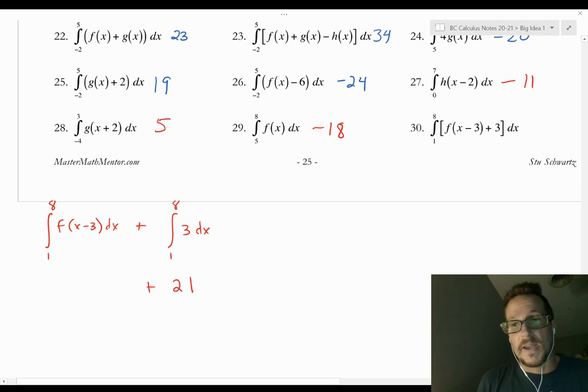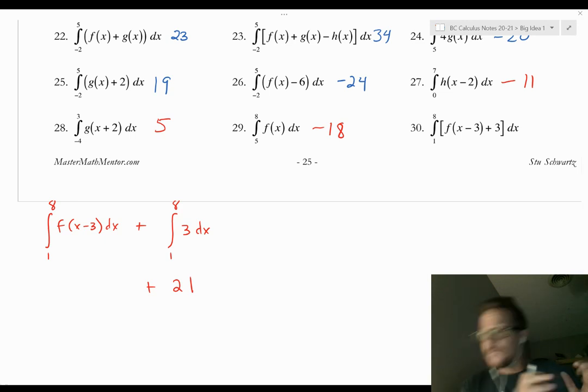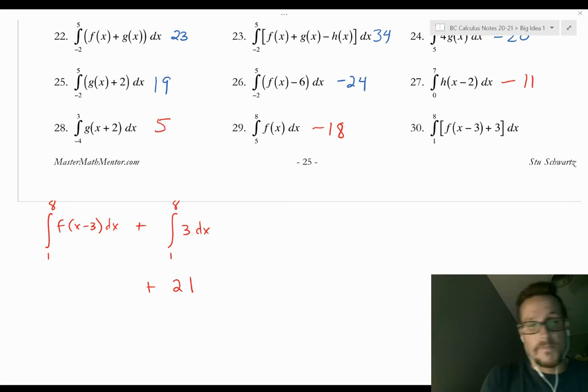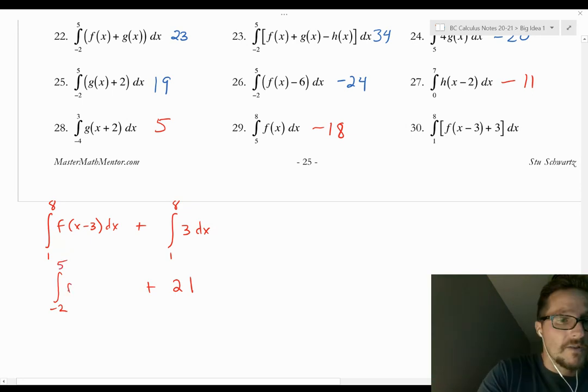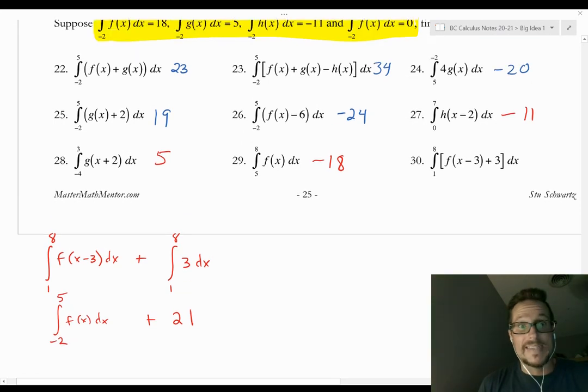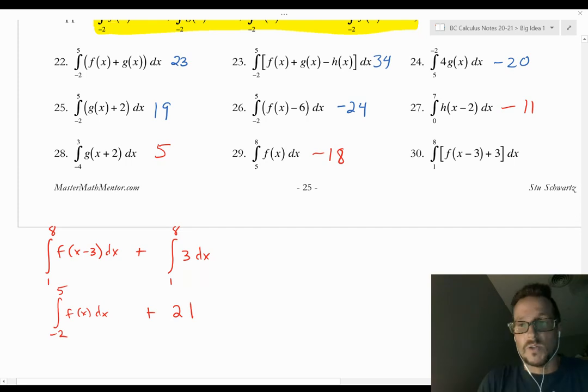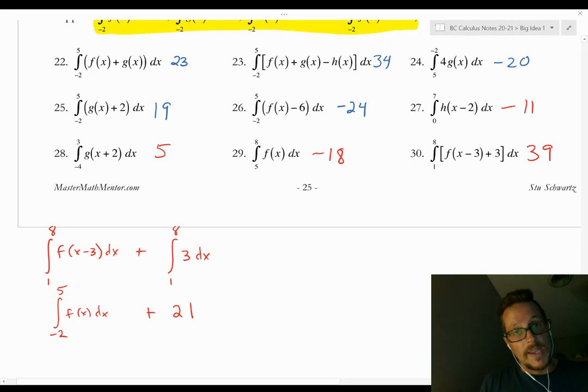And then f of x minus 3, that's a horizontal shift of f. So we need to shift it back where it belongs by subbing in those values. At 1, it would be the same as f of negative 2. If we subbed in 8, it'd be the same information as f of 5 in regular f of x world. And we know that that value is 18. It's provided, so 18 and 21 make 39. That's how you take care of those problems, applying the properties of definite integrals.